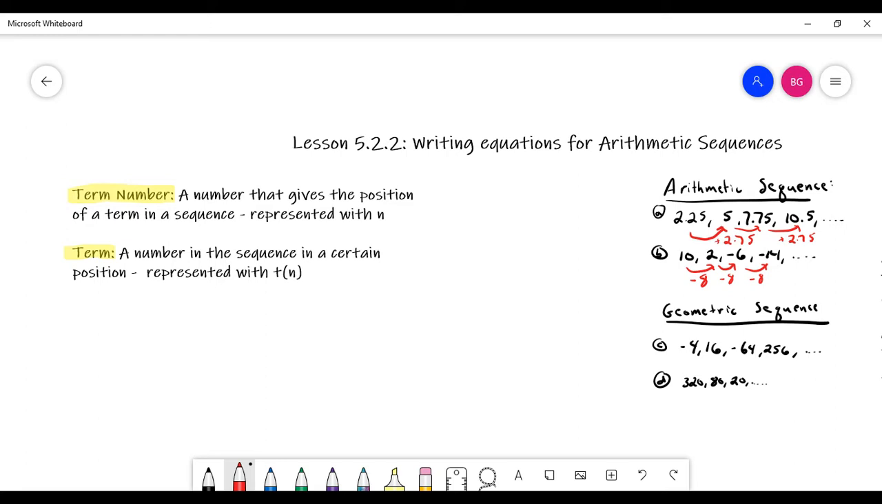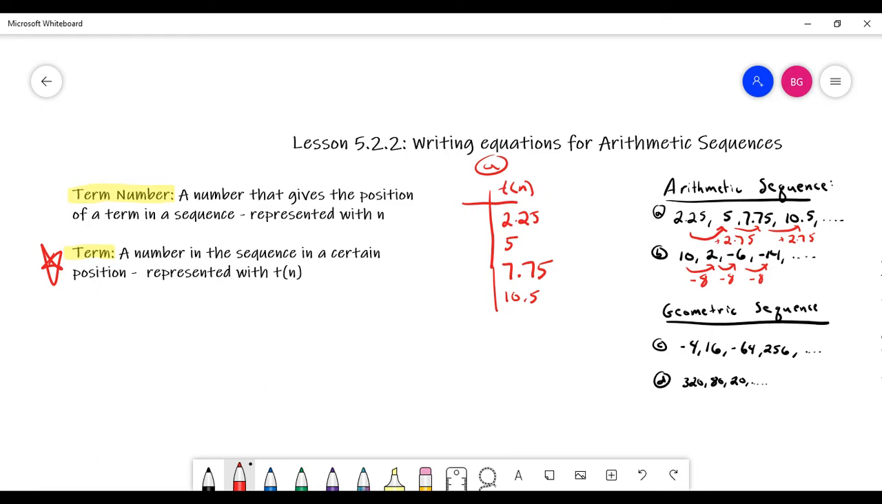But when I say term though, we need to review this. Term is represented by T of n when we talk about sequences. So 2.25 is a term. 5 was the next term. The term after 5 was 7.75. Then we had 10.5 for A. So this is all for sequence A here. That is what term means. And I also have the definition right here. It's a number in the sequence in a certain position.